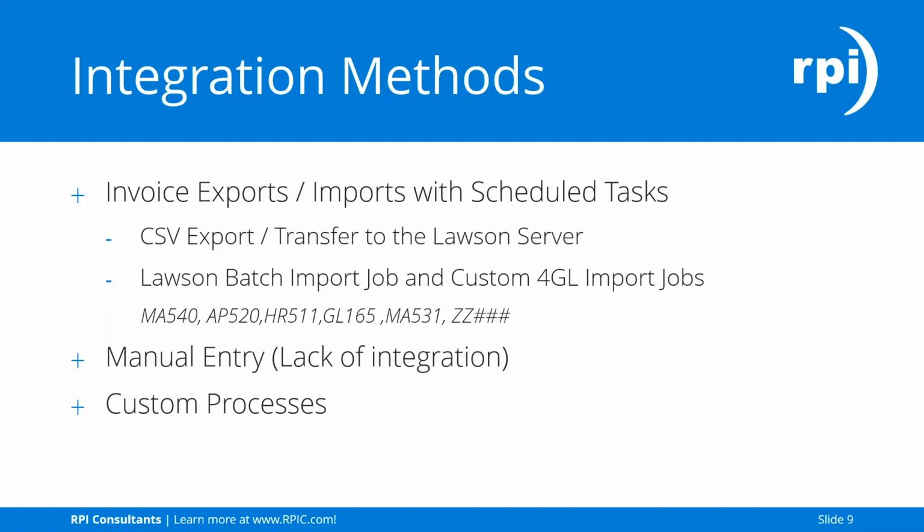There's also manual entry, the AP20, for instance. If you just enter invoice information on that screen, that's a pretty manual process that you all are probably familiar with. There's no integration really there. Maybe if you have screen scrape software that does something there, but other than that, it's pretty manual. And there are also custom processes, if you have some Microsoft Excel macros and things like that to integrate. Those are the typical integration methods that we see when it comes to Lawson and any kind of integration with an ECM product.